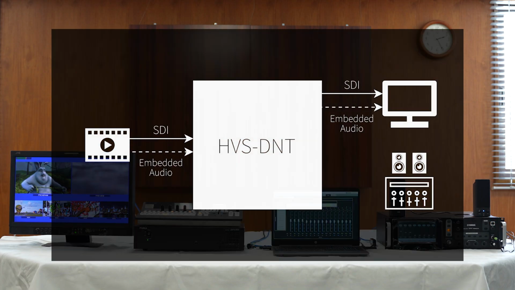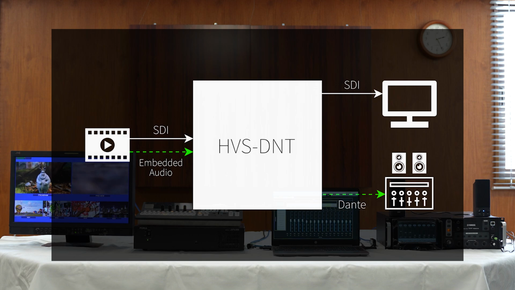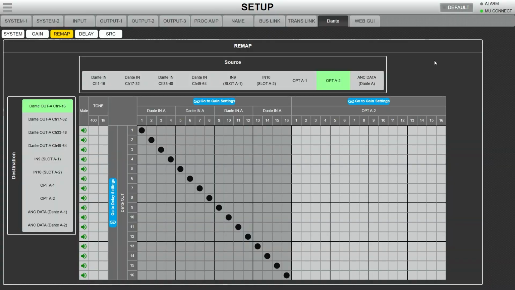From the video and audio output by the program, we will DEMUX only the audio signal and play it through the speaker via the Dante card. First, configure the mapping from the HVS-190 web GUI. The left side of the mapping screen shows the current settings, indicating that the signal input through Dante is output through Dante.